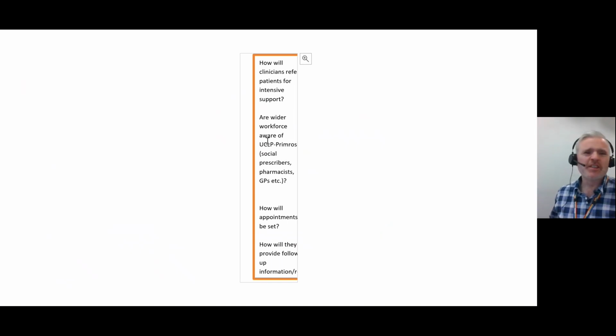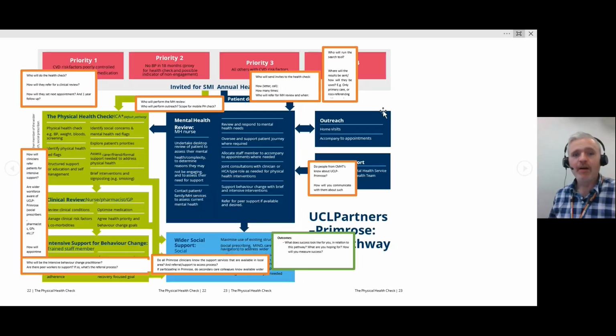And it's important to think about whether the wider workforce are aware of the Primrose intervention. So do your social prescribers, do your pharmacists who might be doing medicines reviews know about this process? Do they know it's happening? Need to think about how you're referring people on for the behavior change intervention. How are those referrals being made, and so on and so forth. Obviously, that involves deciding who locally is doing your behavior change intervention.